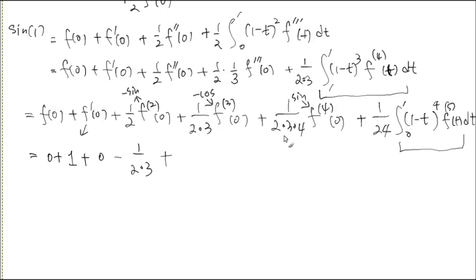So sine of 0 is 0. And plus, there is this term, 24. It got large. Where did the 24 come from? It's 2 times 3 times 4, that number. So it came from the integral from 0 to 1 of (1 minus t) to the fourth.